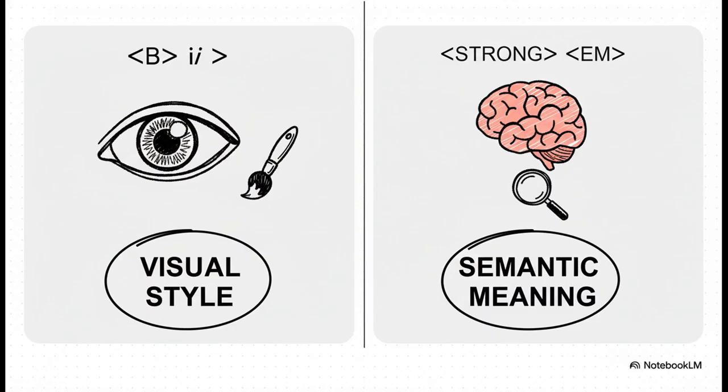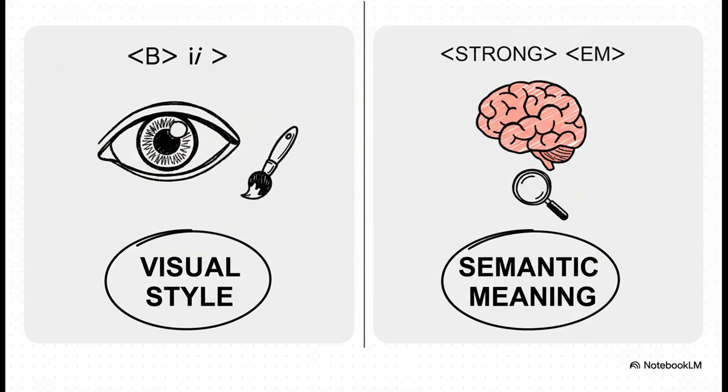Now, this is a really cool and important idea. It's called semantics, which is all about meaning. See, back in the day, you'd use a B tag if you wanted text to look bold. But now, the better way is to use strong. So what's the difference? Well, strong doesn't just change the look. It tells the browser and search engines like Google that this text is actually important.